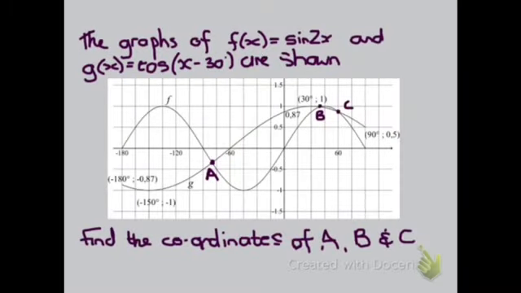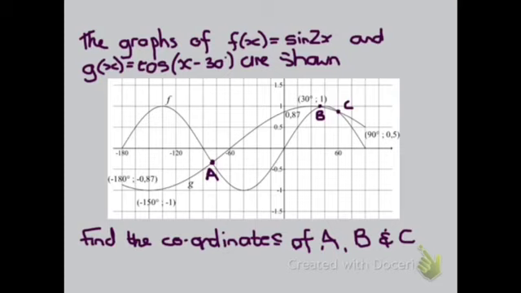Now this question really is just applying this concept. And this is from a past trial exam paper. It says the graphs of f of x equals sine 2x and g of x equals cos of x minus 30 degrees are shown. And they ask us to find the coordinates of the points A, B, and C.